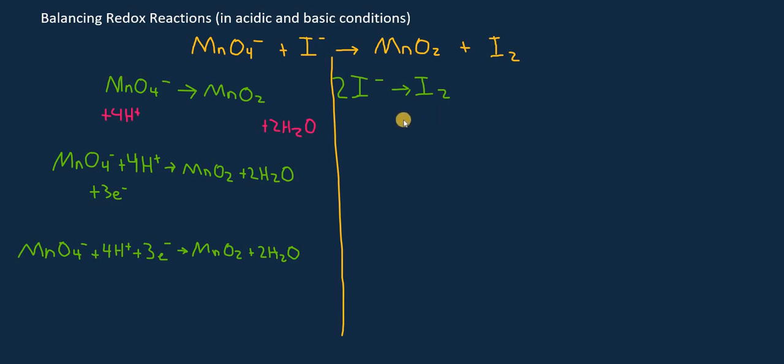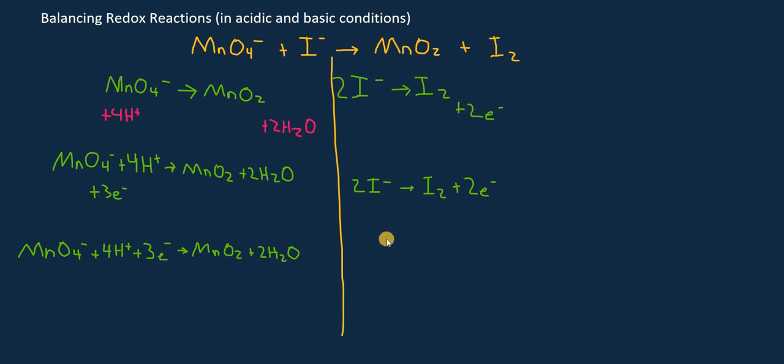But now we have to worry about charge balance. Over here, we now have a -2 charge because of those 2 I-. Whereas over here, we have a neutral charge on the I2. So we have a -2 over here, neutral over here. So I'm going to add 2 electrons over here to balance the charge out. That's why I was saying the charge doesn't have to be neutral on both sides, it just has to be the same. So we have a -2 over here, and now we also have a -2 over here.